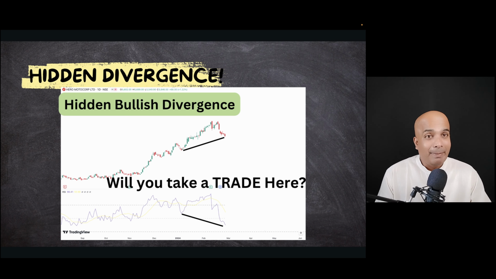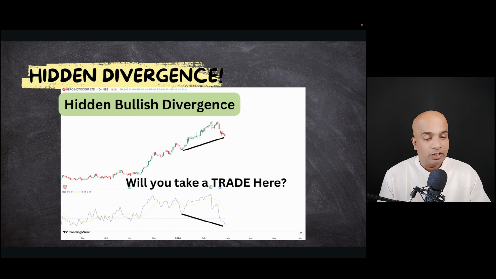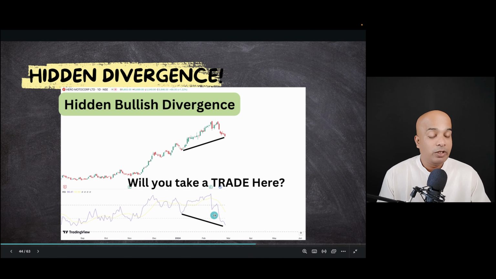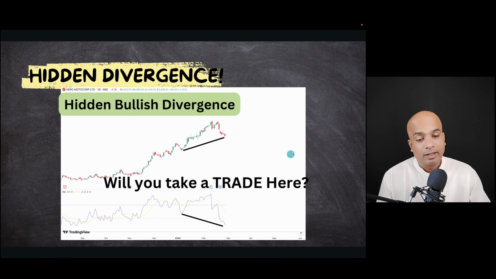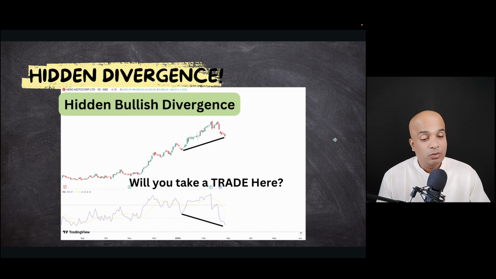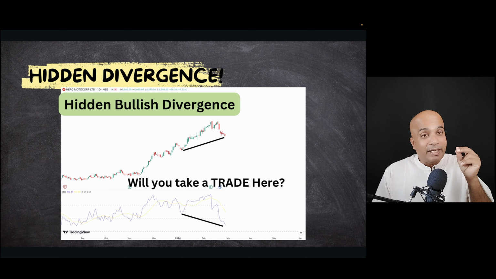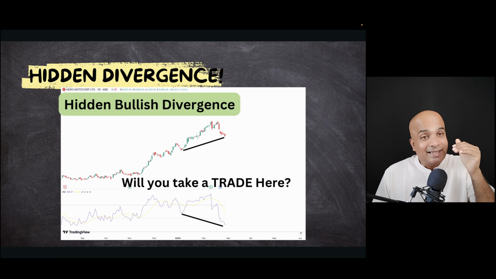Okay, so many traders, after listening to this explanation, will take a trade in this case because according to them, it is RSI hidden bullish divergence: the price has made a higher low, whereas RSI made a lower low. It is perfect hidden bullish divergence, and they will take a long trade. But I suggest you not to take a long trade at this point of time, friends, because you need to understand one thing, how the price and indicator are connected.